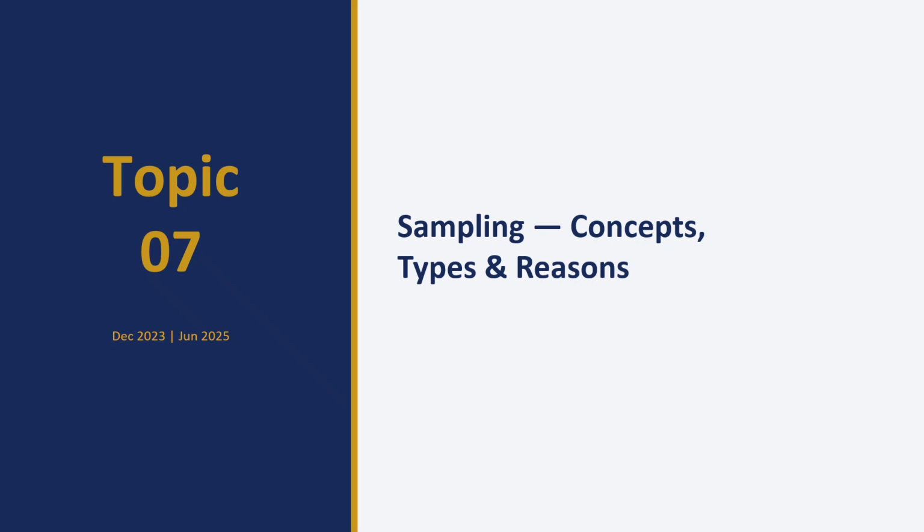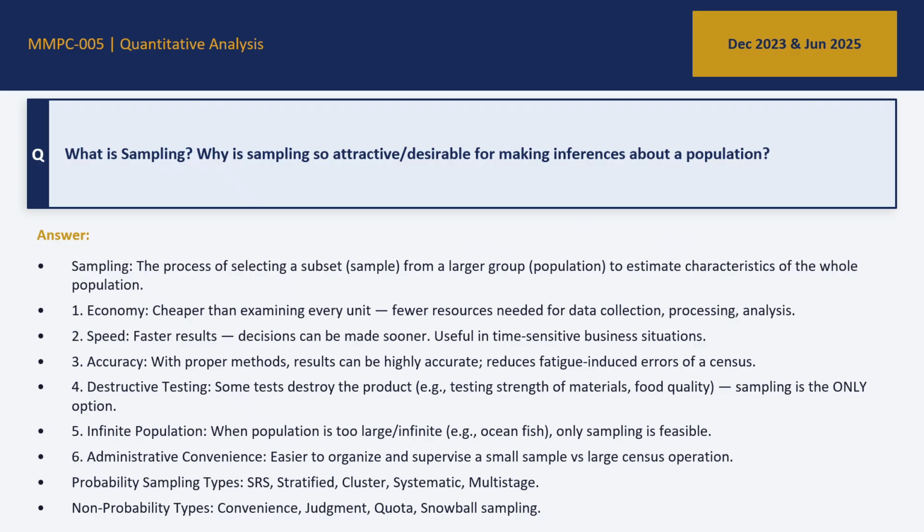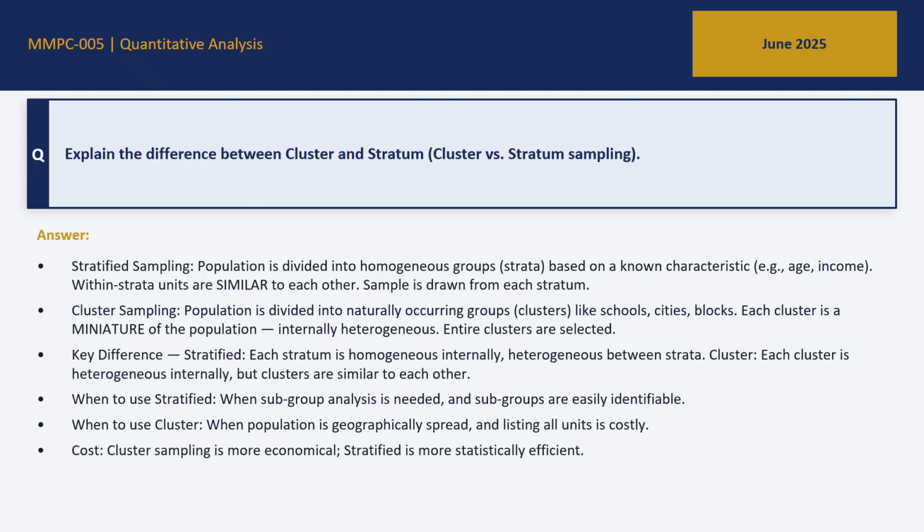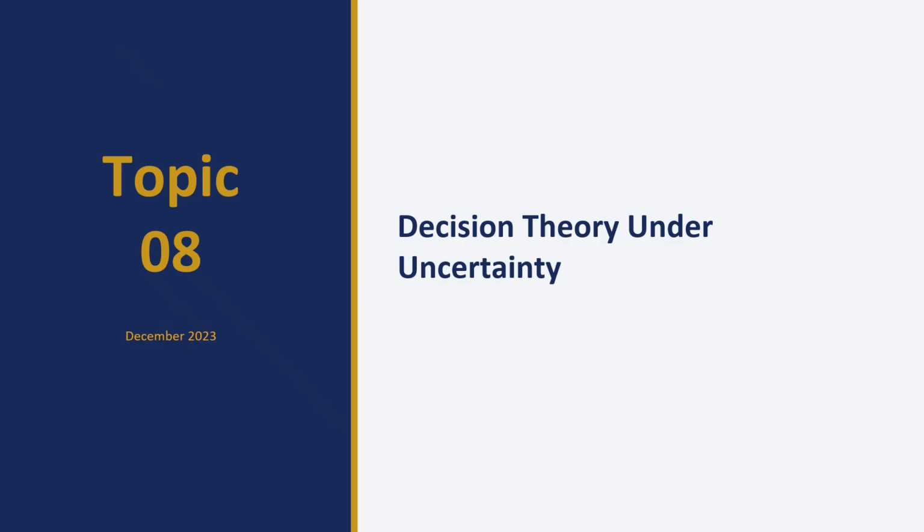Now coming to sampling concepts. Sampling means selecting a subset from population. It is preferred because it is economical, faster, and often more accurate. Probability sampling includes random, stratified, and cluster sampling, while non-probability includes convenience and judgment sampling. Remember the key difference between stratified and cluster sampling. Stratified groups are homogeneous while clusters are heterogeneous.